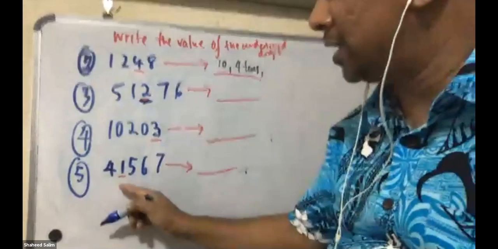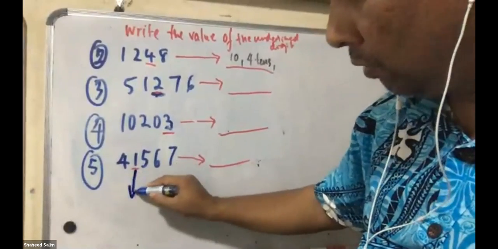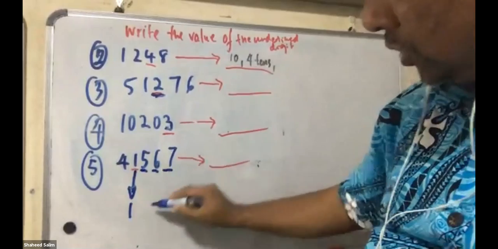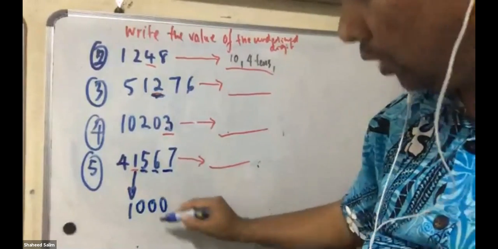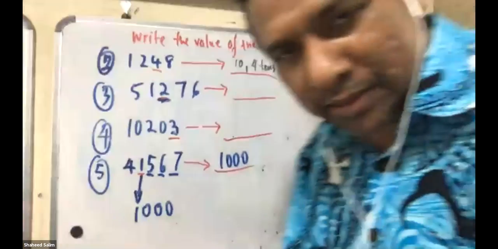What is the value of the digit 1? Anyone? 1,000. All right, let's see whether you're right. So I draw the arrow. I put 1. There's 1 digit, 2 digits, 3 digits. 1,000. This is the value of it. Is it easy? Easy, yeah?